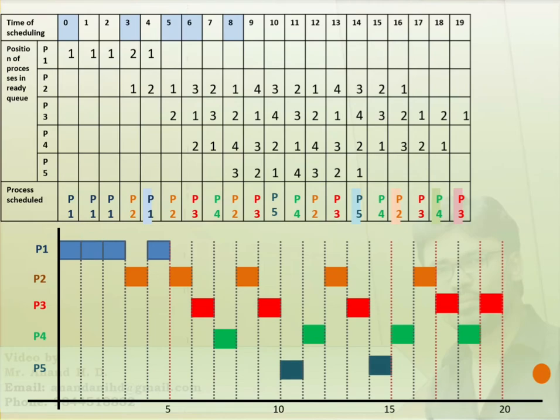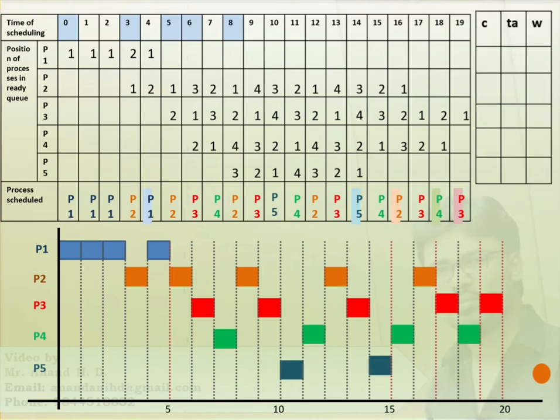Now let us consider one more table with 3 columns, wherein first column shows C, that is completion time of each process P1, P2, P3, P4 and P5, and second column TA, that is turnaround time for each process, and the third column W, which is nothing but weighted turnaround time for each process P1, P2, P3, P4 and P5. Okay, so now let us calculate completion time, turnaround time and weighted turnaround times for each of the process.